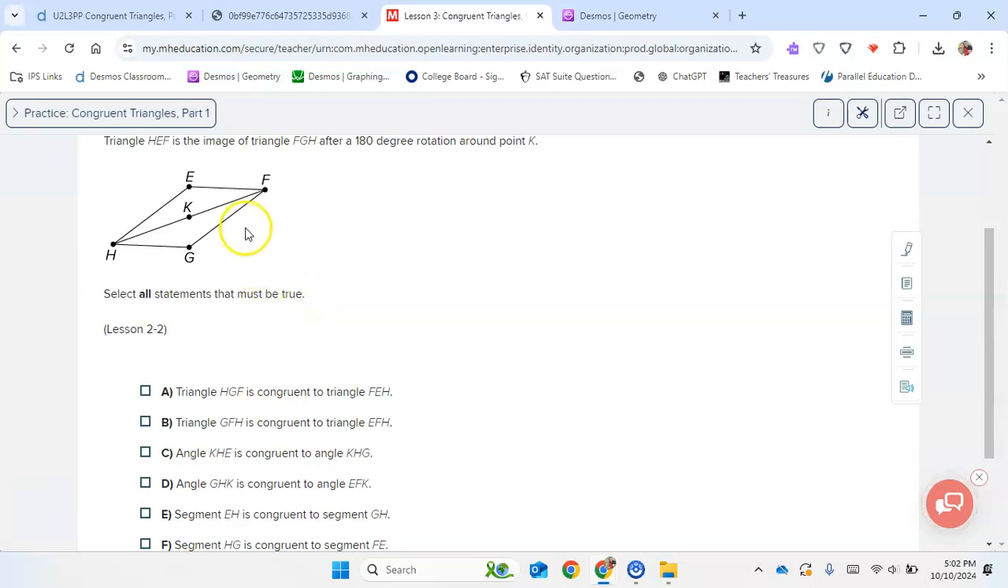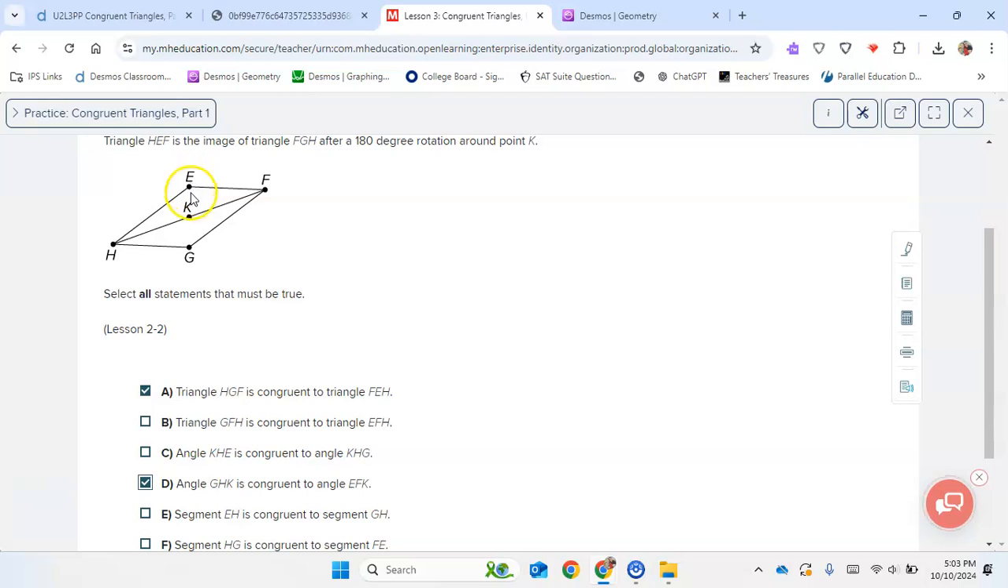Triangle HGF is congruent to FEH. Yes. Triangle GFH is congruent to EHF, not EFH. Angle KHE is the same as angle KFG, not KHG. Angle GHK is going to be the same as EFK. That is correct.